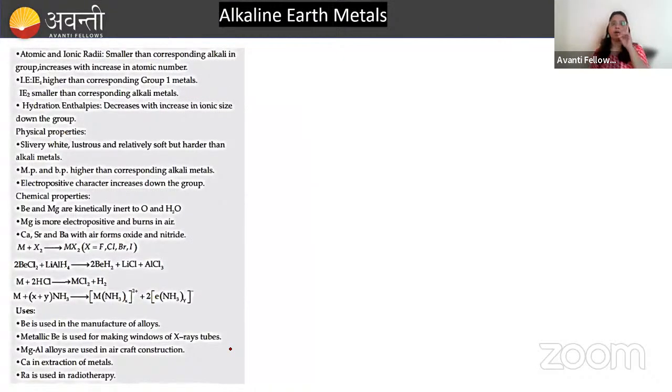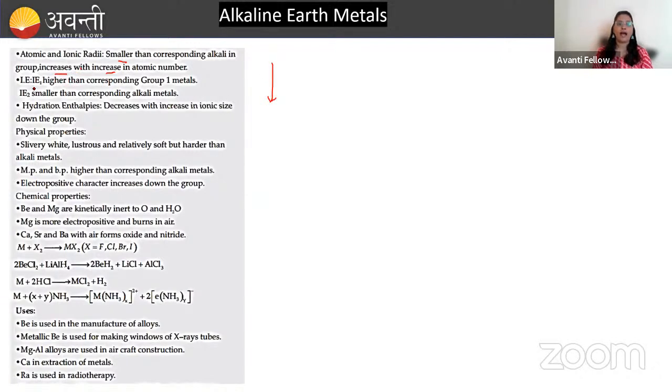Now let's talk about the alkaline earth metals. They are neighboring to the alkali metals. The alkaline earth metals are beryllium, magnesium, calcium, and barium, and so on. They have smaller atomic and ionic radii, but these increase with increasing atomic number, going from top to bottom.